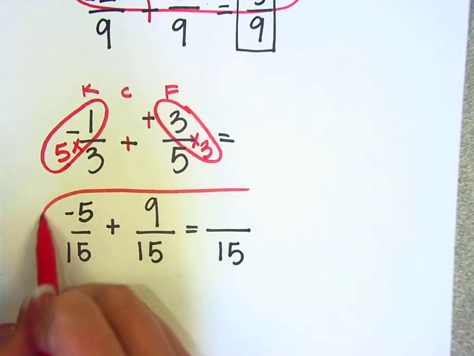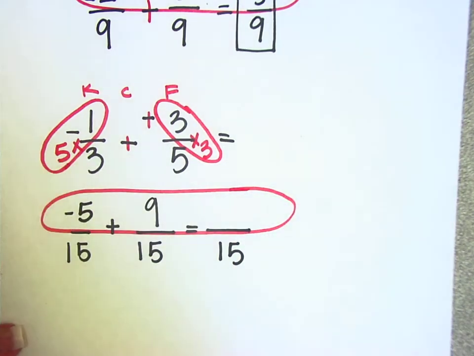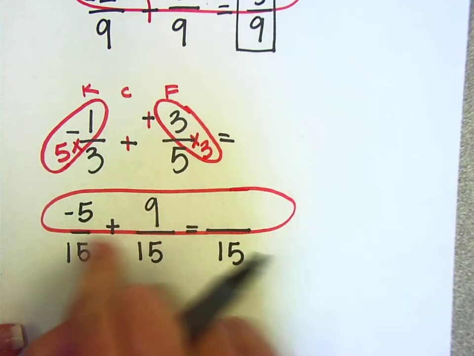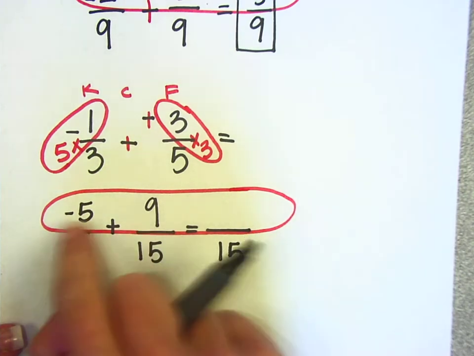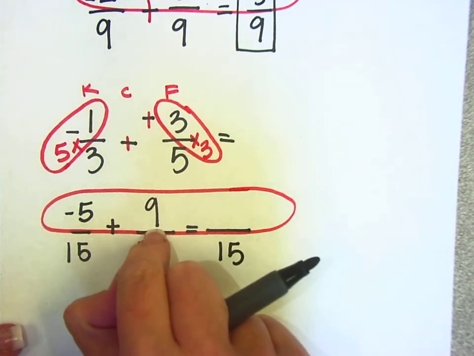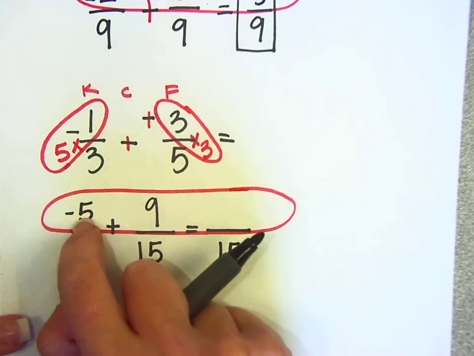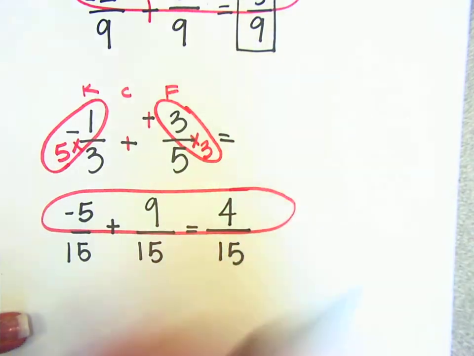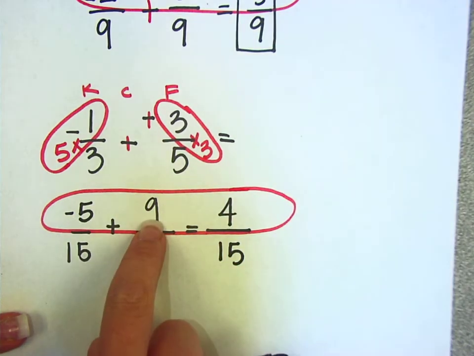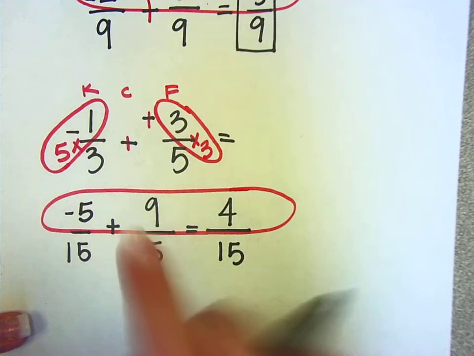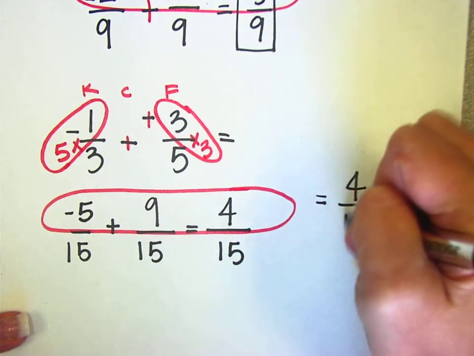Now, I'm just simply going to solve my problem going across like our normal addition. In this case, we have negative 5 plus 9. My signs are different, so I need to find the difference. The difference of 9 and 5 is 4. And then I need to take the sign of the larger number, which is positive, so I'm going to leave this as it is. So my answer is 4 over 15.